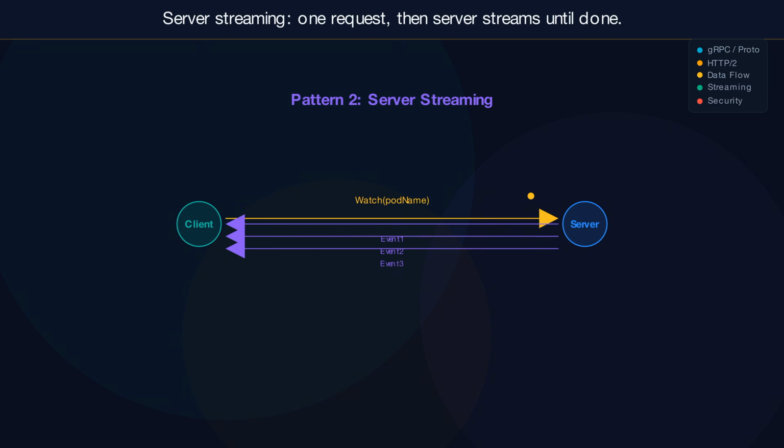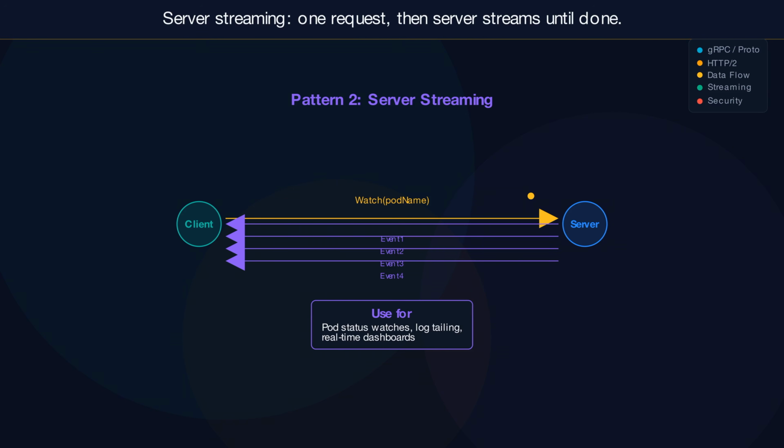Pattern 2. Server streaming. 1 request, then the server sends messages until it closes the stream. Think of it as a subscription. Watch a Kubernetes pod for status changes. The client sends one watch call and receives events as they happen. The server calls send in a loop.